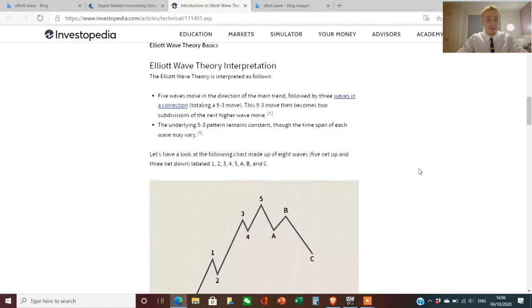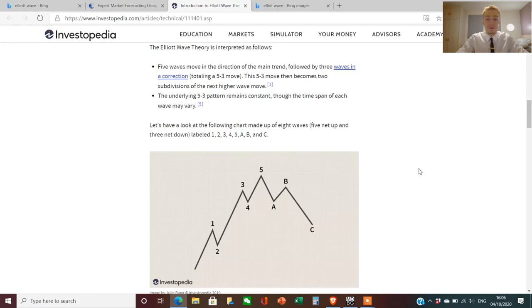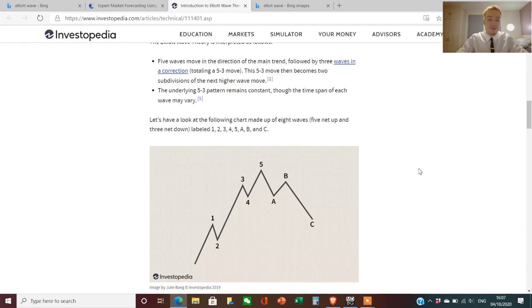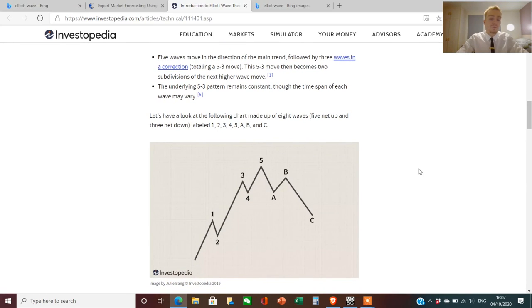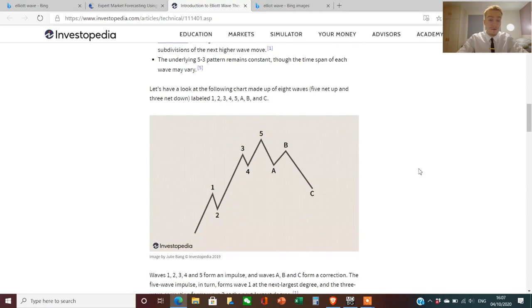Elliott Wave theory interpretation. The Elliott Wave theory is interpreted as follows: 5 waves move in the direction of the main trend, followed by 3 waves in a correction, totaling a 5-3 move. This 5-3 move then becomes 2 subdivisions of the next higher wave move. The underlying 5-wave pattern remains constant, though the time span of each wave may vary. So let's have a look at the following chart made up of 8 waves, 5 net up and 3 net down.